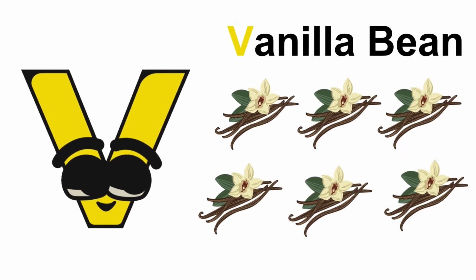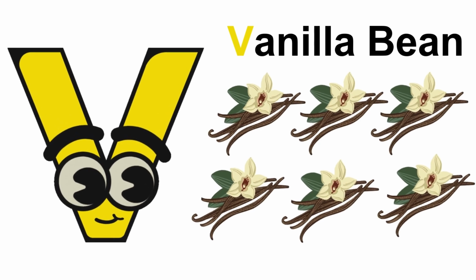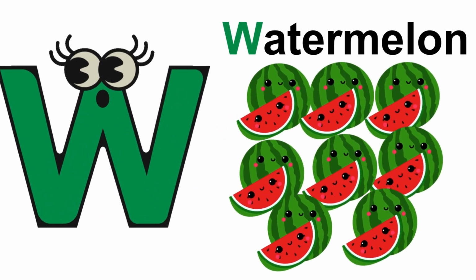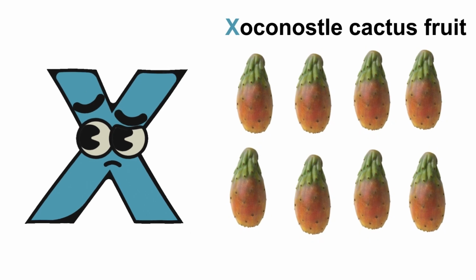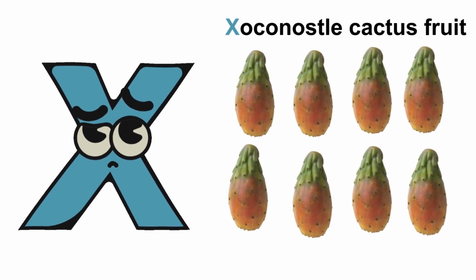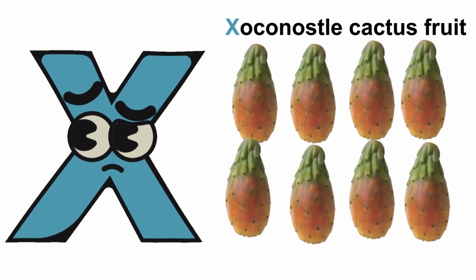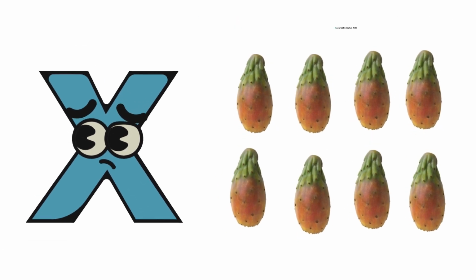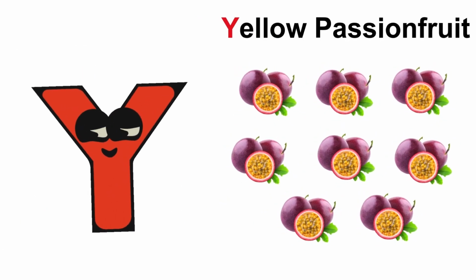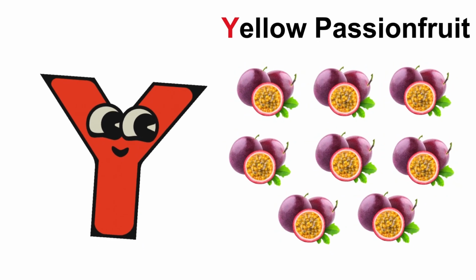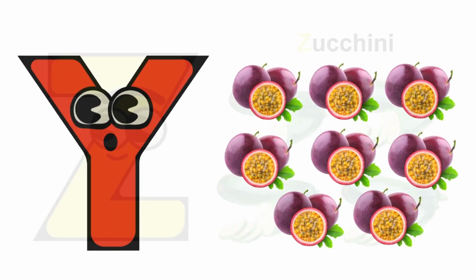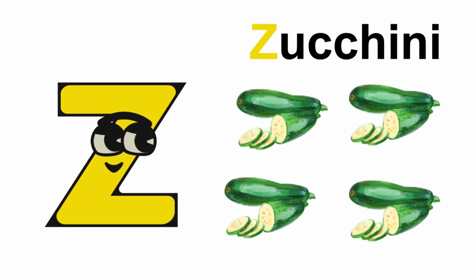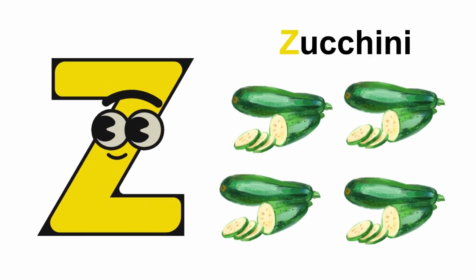V is for vanilla bean, vanilla bean. W is for watermelon, watermelon. X is for zocanustal cactus fruit, zocanustal cactus fruit. Y is for yellow passion fruit, yellow passion fruit. Z is for zucchini, zucchini.